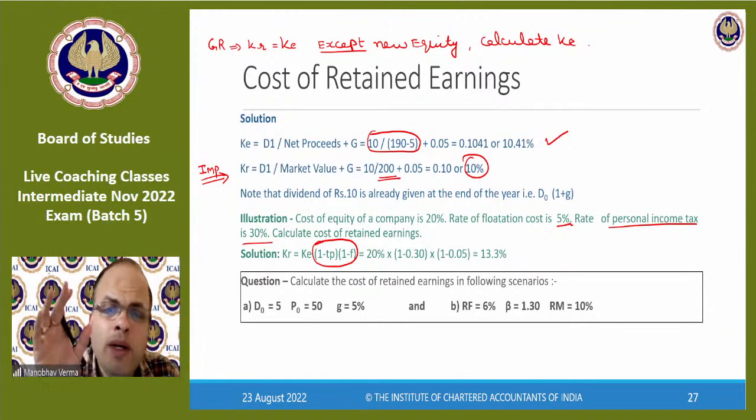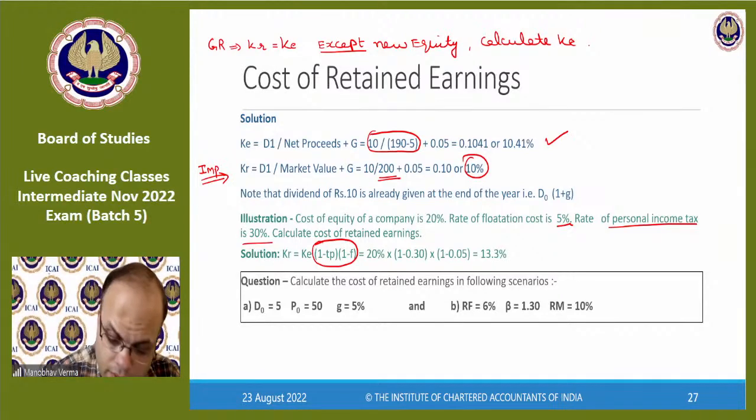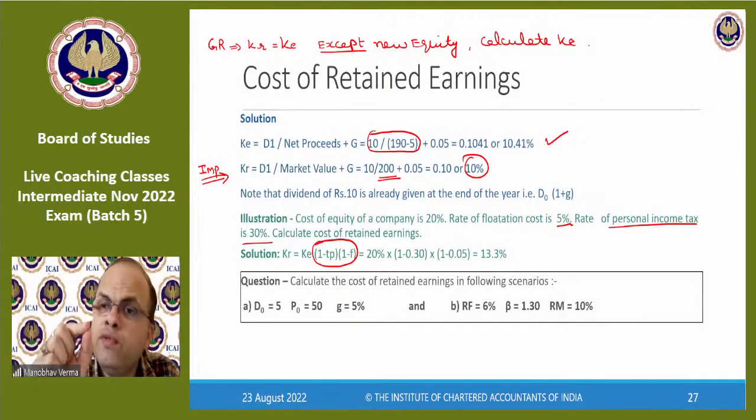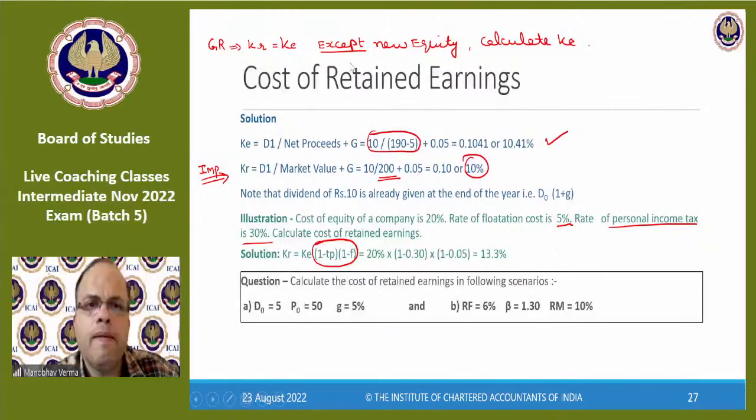Okay, so you calculate the cost of retained earnings for both A and B and give me your answers, but mention A or B while you are answering this, please. While you are answering the question at the bottom, please say whether you're giving me the answer for A or B. If you have calculated both, you can give me both answers. Waiting for some responses here.